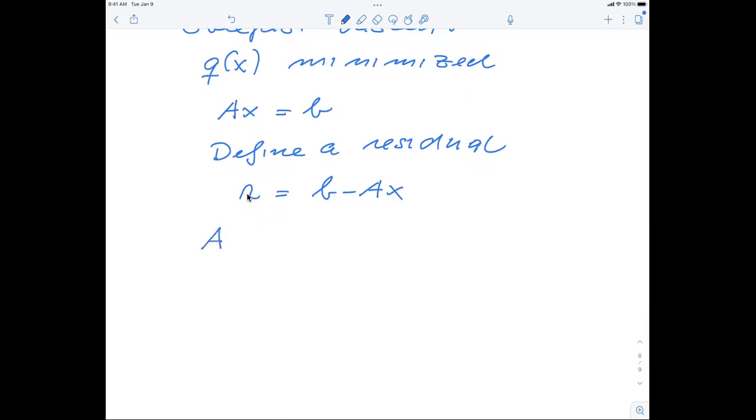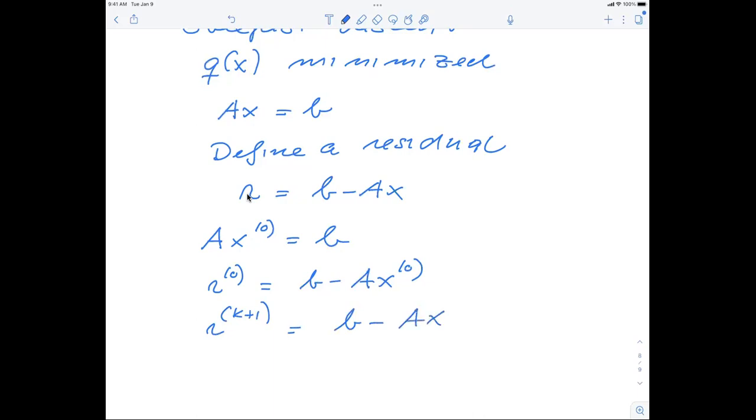So we would typically start with an x of 0, and x of 0 could just be a random vector. It could even be 0. So that means that there's going to be an r of 0, which is given by b minus A of x of 0. That means that we will also have a residual which depends on the given iterations. And this is the quantity we want to drive to 0, which is going to be given by b minus A of x of k plus 1.